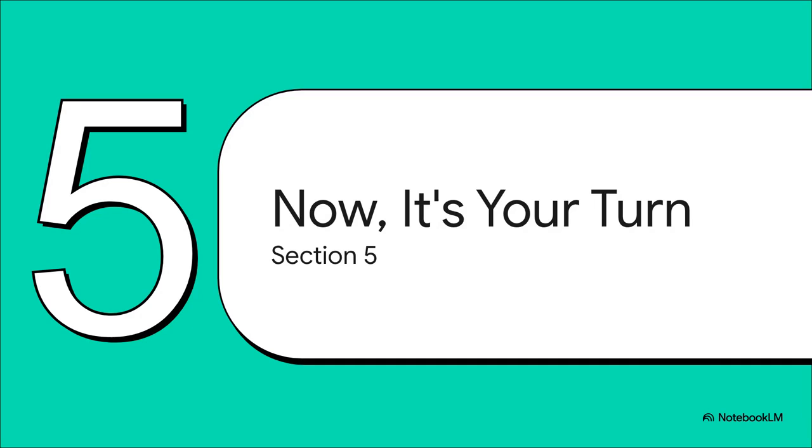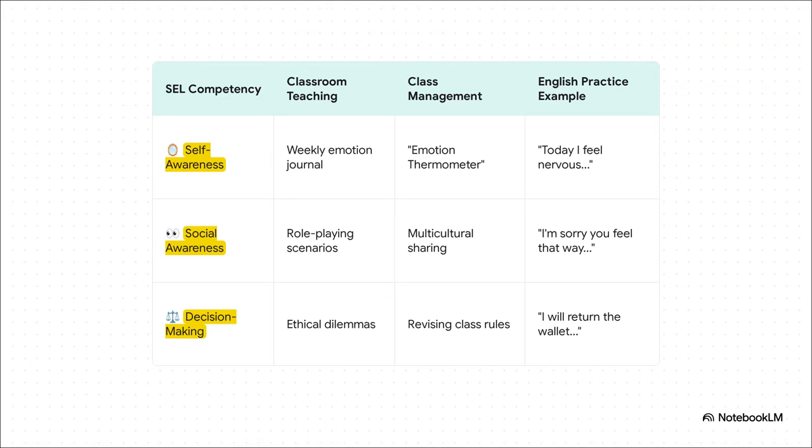It's incredible. So the most important point is this. This isn't just one teacher's amazing, unique project. It's a model that really anyone can adapt. So let's look at a practical framework for how you could bring this into any classroom. This slide just lays it all out so clearly. Let's break it down. For self-awareness, you could have students keep a weekly emotion journal in English. For social awareness, you could role-play different social situations. And for responsible decision-making, you can use simple English to talk about ethical dilemmas, like, what do you do if you find a lost wallet? See, these are small, easy activities that weave SEL right into your teaching, your class management, and of course, language practice.